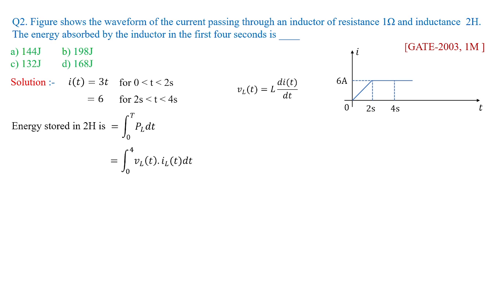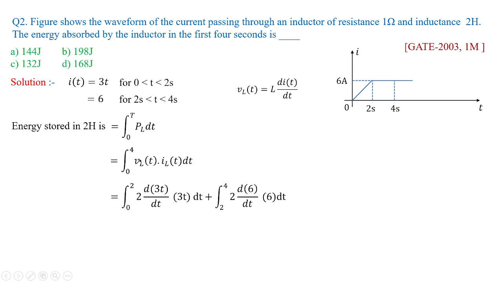Now with this information, we have the value of the inductor, and we know the value of i(t), that is 3t. So the interval is from 0 to 4, that is what is asked in the problem. So 0 to 4 is written like this. Now just substitute the values.